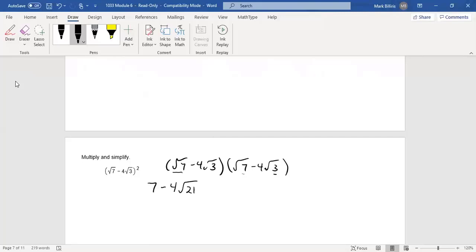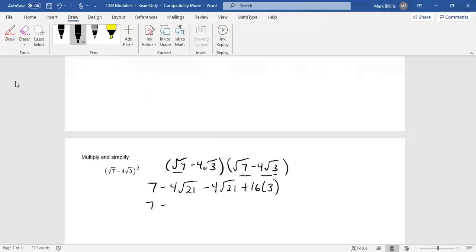Next, I'm going to take negative 4 square roots of 3 times both of the terms on the right. So negative 4 square roots of 3 times the square root of 7 is negative 4, and the square root of 3 times square root of 7, square root of 21. Now for the last, I'm multiplying negative 4 square roots of 3 times negative 4 square roots of 3. Negative 4 times negative 4 is positive 16. And the square root of 3 times the square root of 3 is 3. Remember, radical times itself removes the radical sign.